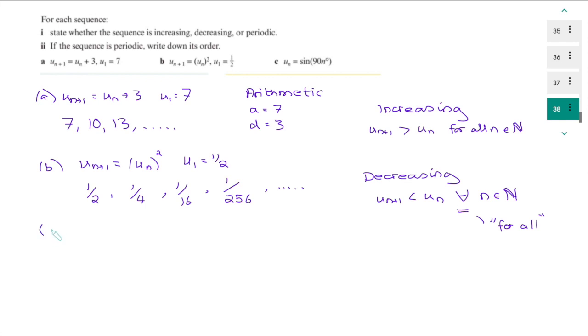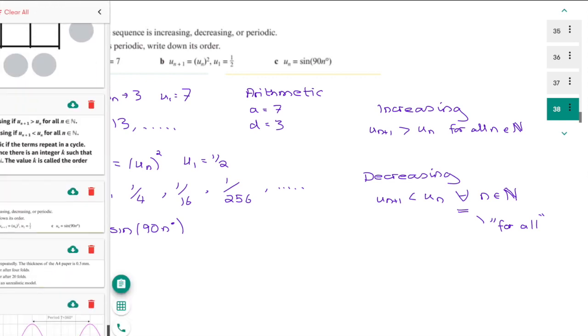Okay, so what about part C? So here's another sequence, and I said we haven't looked at any like this. U(n) equals sine of 90 times n degrees. Okay, so you're probably fairly confident that this is neither arithmetic nor geometric, because we're describing something in a totally different way. There's a clue here: sine. In fact, let's grab a sine graph. I have one handy because I'm like that.